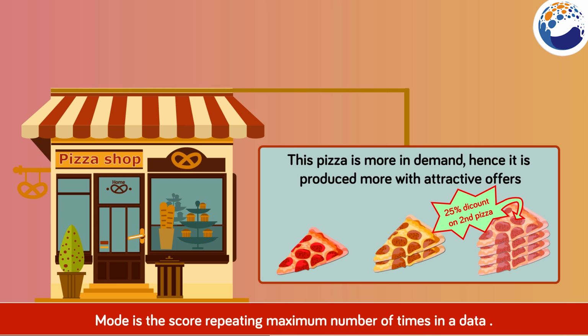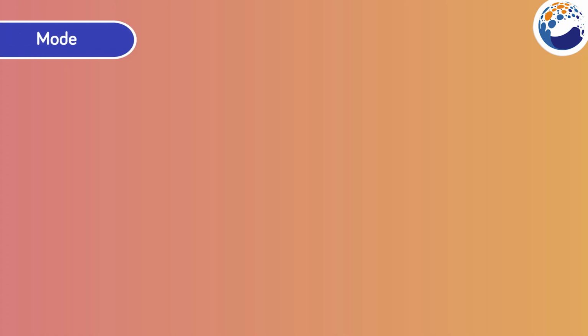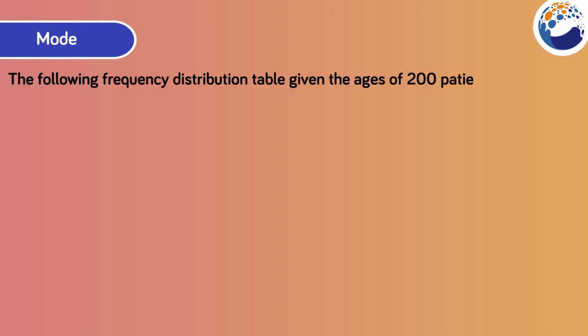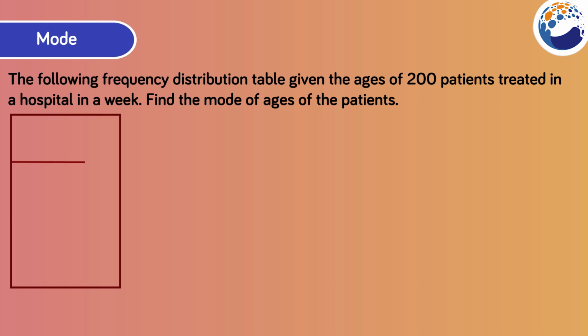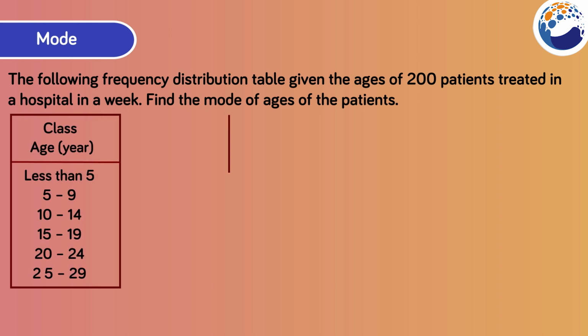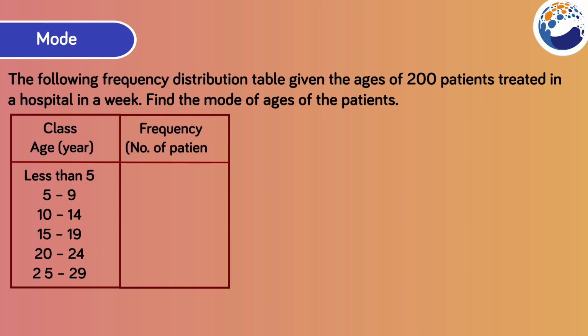Let us take one example. The following frequency distribution table gives the ages of 200 patients treated in a hospital in a week. Find the mode of ages of the patients. First, we write the class, where class is ages in years. Next, we write the frequency, number of patients.